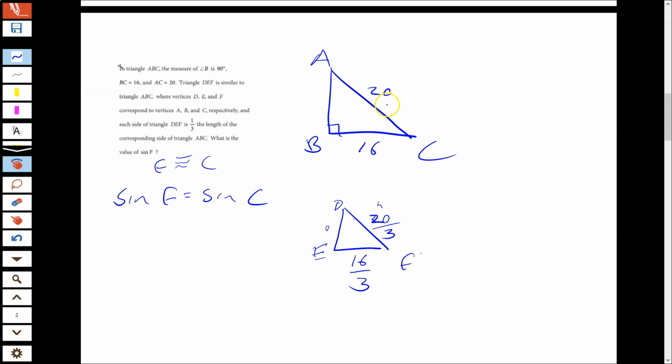Now what we'll get here, we can do Pythagorean theorem, and we'll get 20 squared equals 16 squared plus b squared. And the result you get is 144 equals b squared, and b equals 12. Now I'm skipping some steps there, and you're probably thinking, well, how could I do this without a calculator?